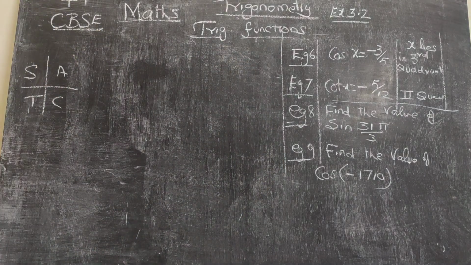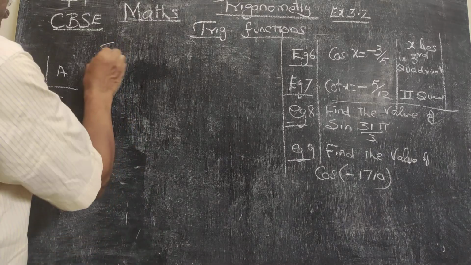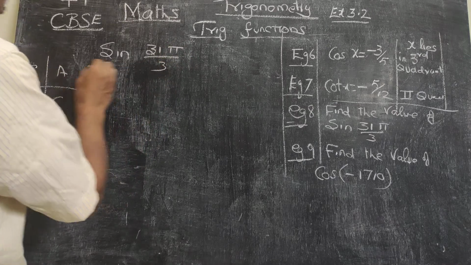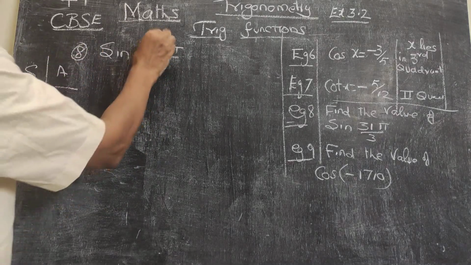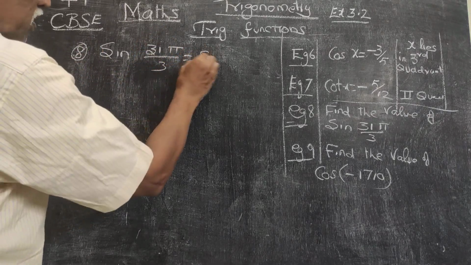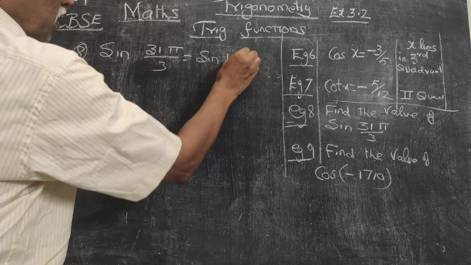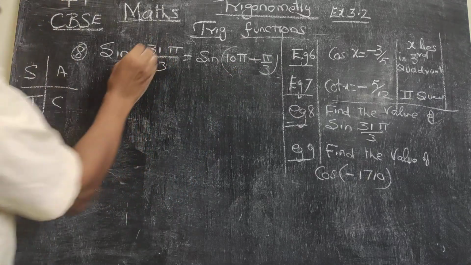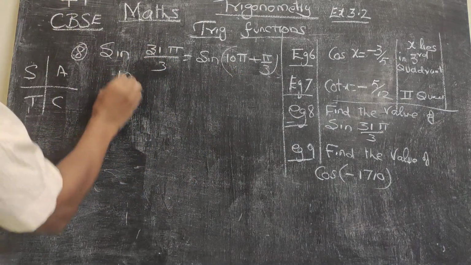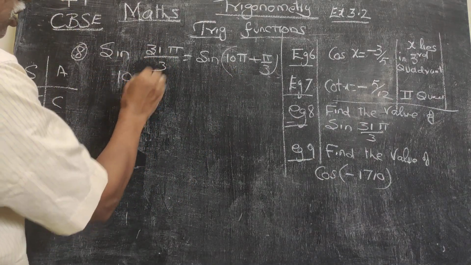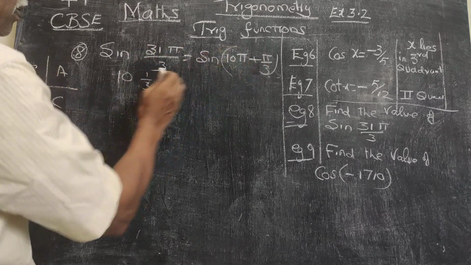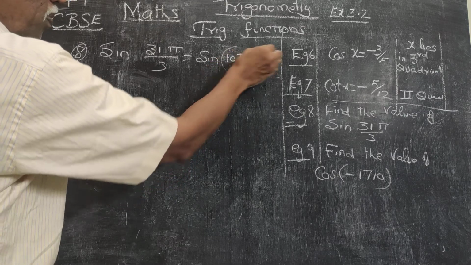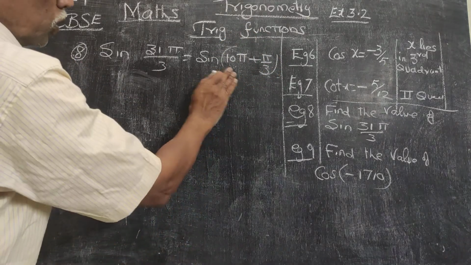You are asked to find out sin 31 pi by 3. This can be written as sin of 10 pi plus pi by 3, is it not? 31 divided by 3, 10 times. The remainder will be 1 by 3. So 10 pi plus pi by 3. You can check the LCM also: 3 into 10, 30 pi plus pi.